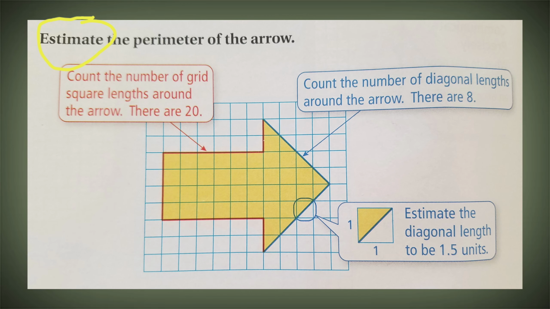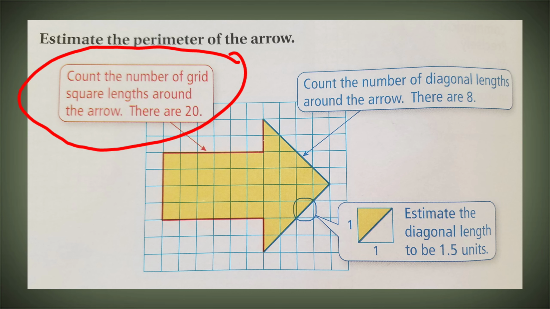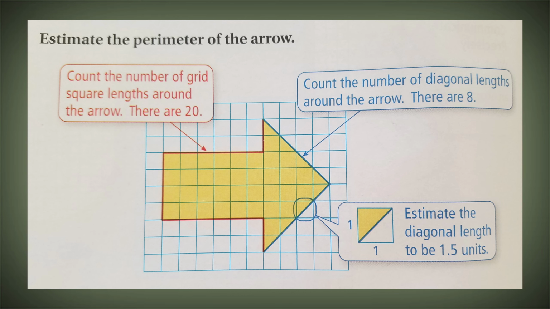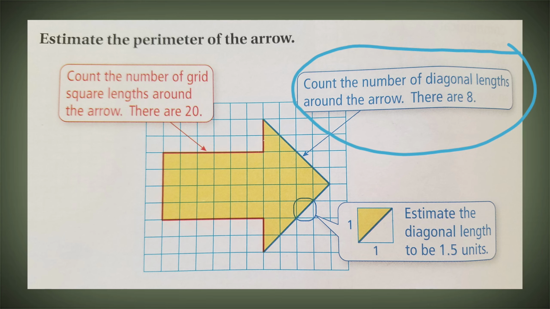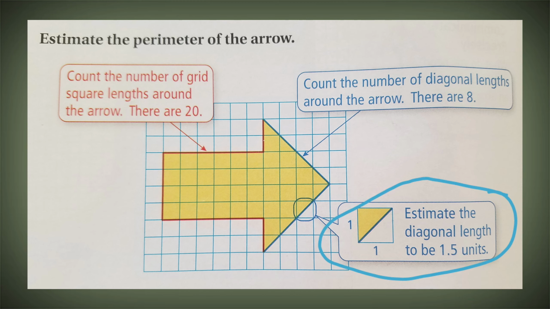First, let's try estimating. Let's look at this example with grid paper. On your page you see a yellow arrow. Looking only at the perimeter of the arrow, they have two different lines drawn, one in red and one in blue. If we look at the box with the red writing, it says count the number of grid square lengths around the arrow. They counted just the lines where the squares meet the edge, and there are 20 of those. Then if we read the blue words, it says count the number of diagonal lengths around the arrow. There are 8. Then the second blue box says estimate the diagonal length to be 1.5 units.